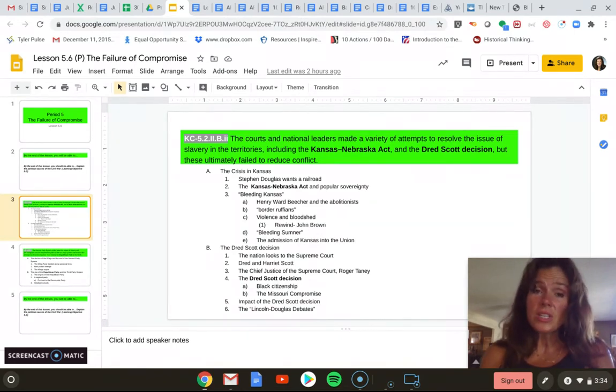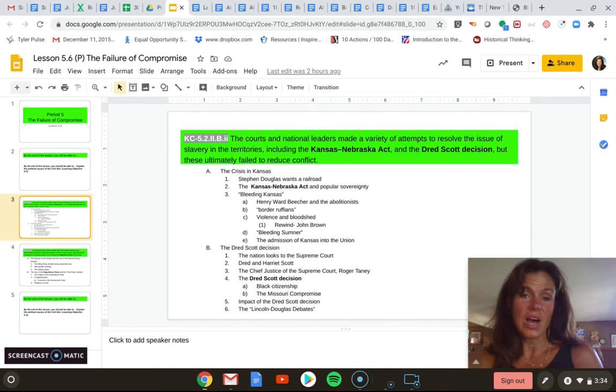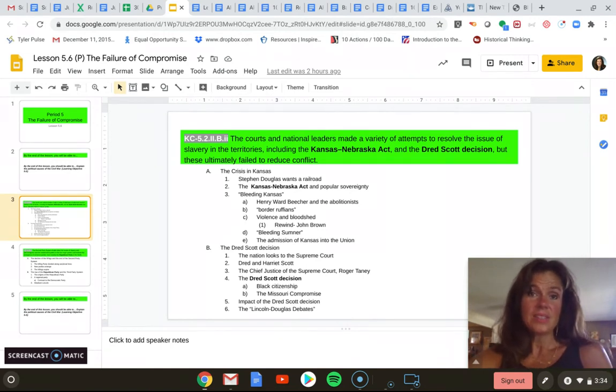The court does agree to hear the case of Dred and Harriet Scott, two slaves from St. Louis, Missouri. They are suing for their freedom on the grounds that they had been living in Illinois, which is a free state, for several years. Thus, returning to Missouri, they sued and argued that they could not have been held as slaves. So therefore, it goes all the way up to the Supreme Court of the United States.